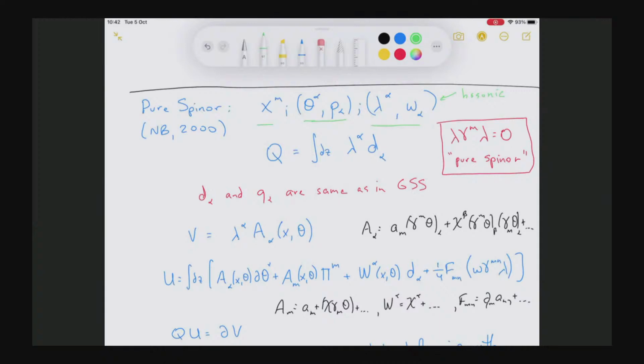So in 10 dimensions, a pure spinor is a spinor. So alpha is 1 to 16, in 10 dimensions. But because lambda satisfies this constraint, only 11 of the 16 components of lambda are independent. So Cartan called this a pure spinor in 10 dimensions.